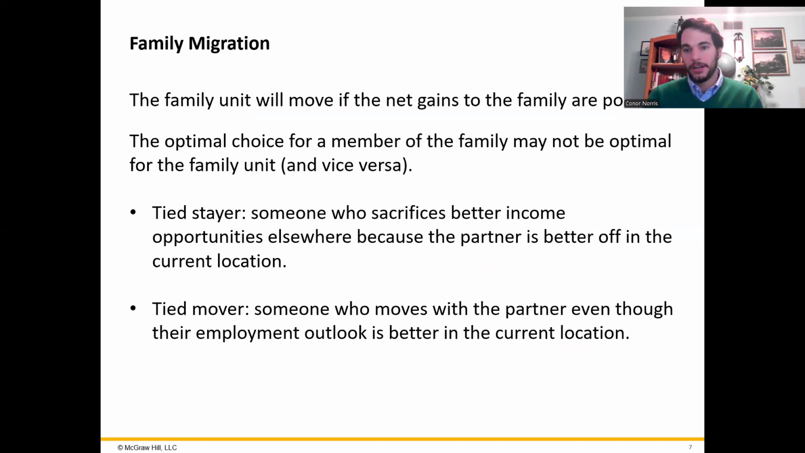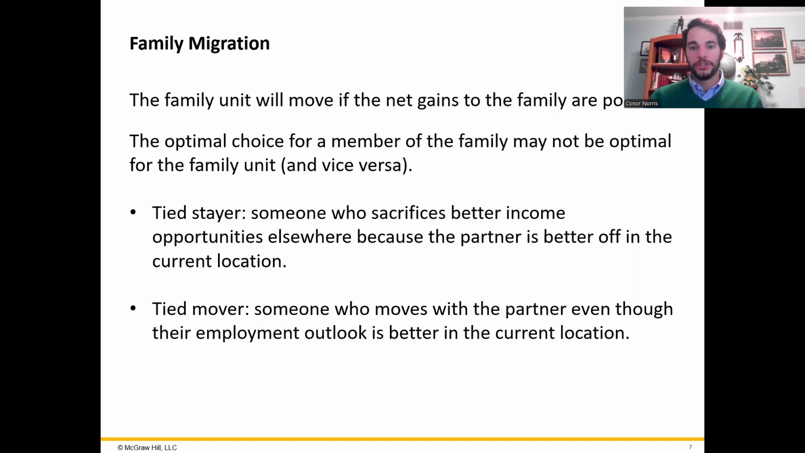And I don't think you need an economist to tell you that, but we're going to think about it using the tools of economics. So instead of considering what is the optimal decision for the individual worker, when we're talking about the idea of family migration, you have to consider the optimal decision for the whole family unit. So this involves everyone in the family, whether they're working or not. And these can be drastically different.